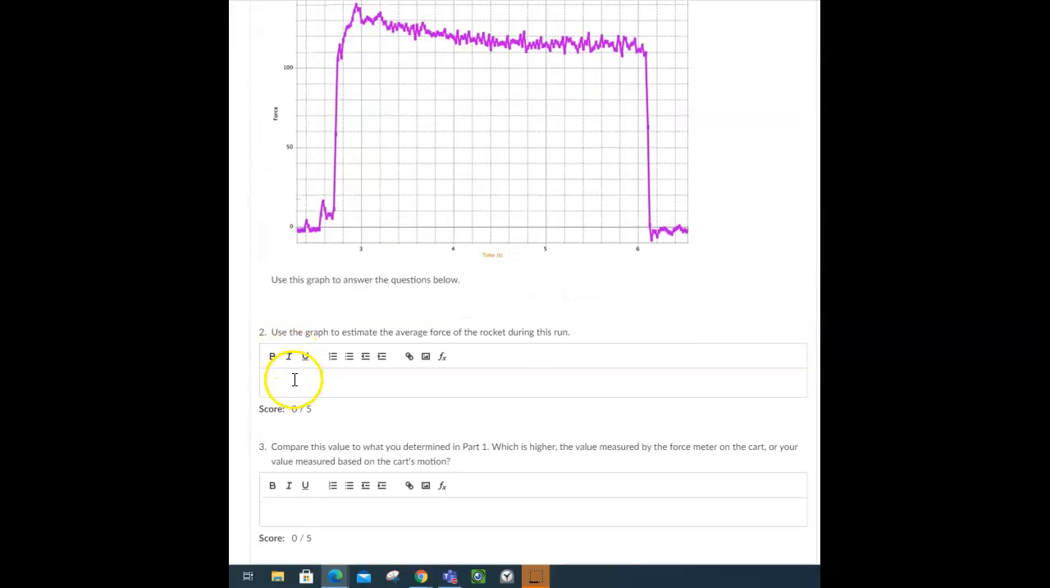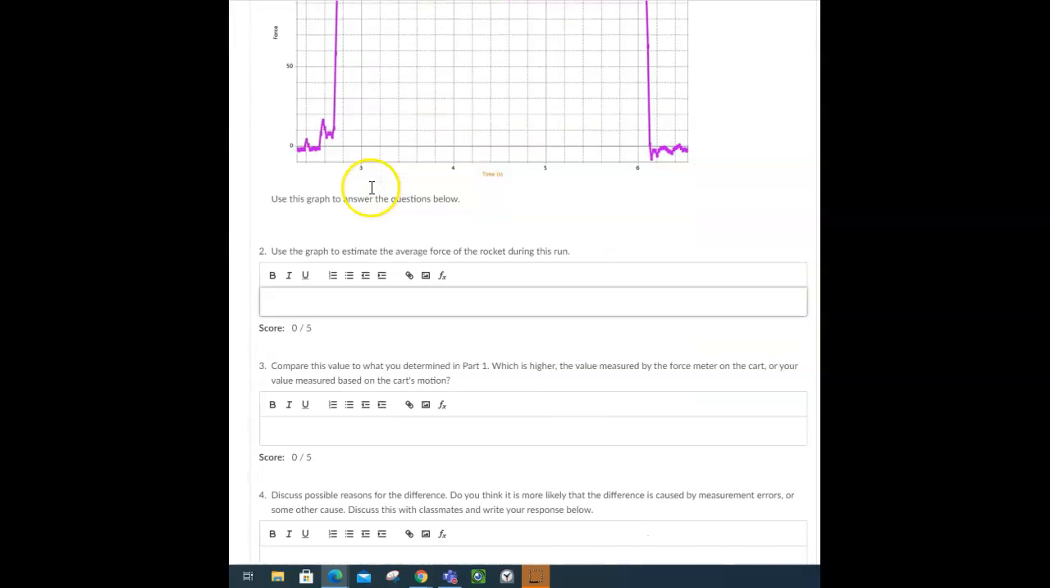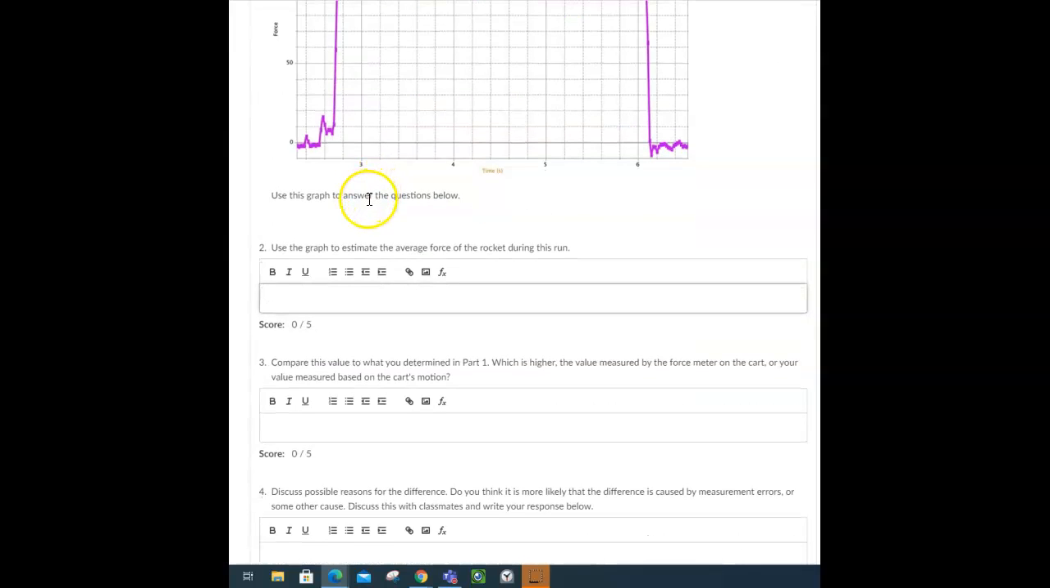So tell me what you think the average is, and give me a little bit of information on how you find that average. So don't just say 125 newtons. Say, 118 newtons because of blah, blah, blah. So tell me how you got it. Compare this value to what you determined in part 1. So compare the average force here with the force that you got when you did your calculation up here at number 2. They should be similar, but they should not be the same.